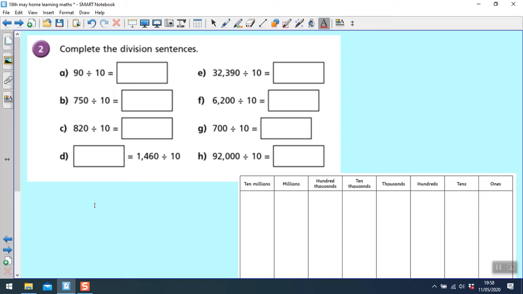Now complete the division sentences, and they all involve dividing by 10. Sometimes you've got an equal sign here, and it just means exactly the same. So 1,460 divided by 10 equals is the same as something equals 1,460 divided by 10. Pause the video while you work these questions out, and you can draw yourself a place value chart if you want one.